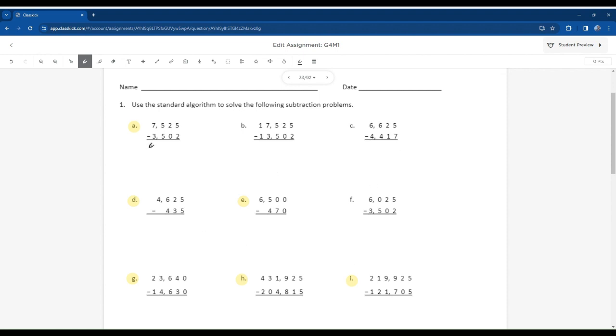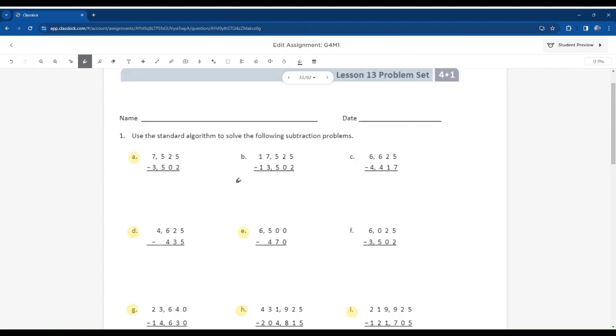Now, I'm not going to do all of these. I'm only going to do the ones that are highlighted in yellow here. So our directions say, use the standard algorithm to solve the following subtraction problem. So we are looking at subtraction here.